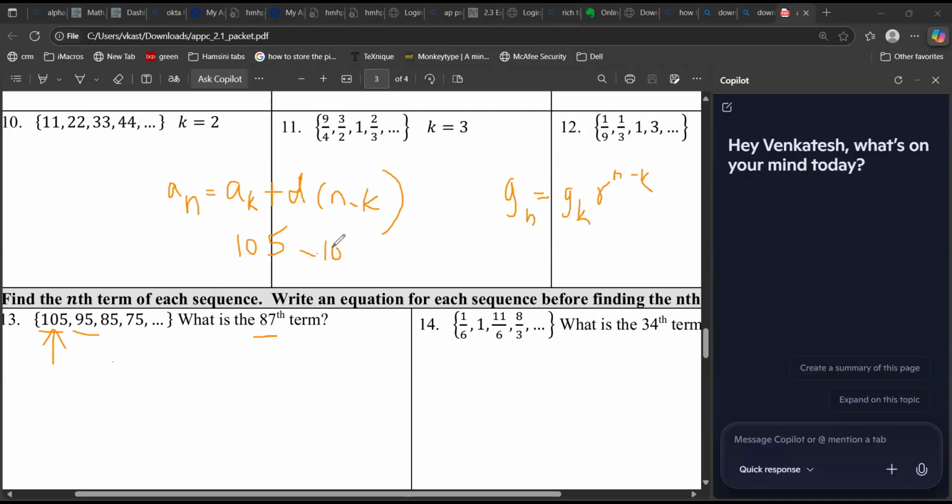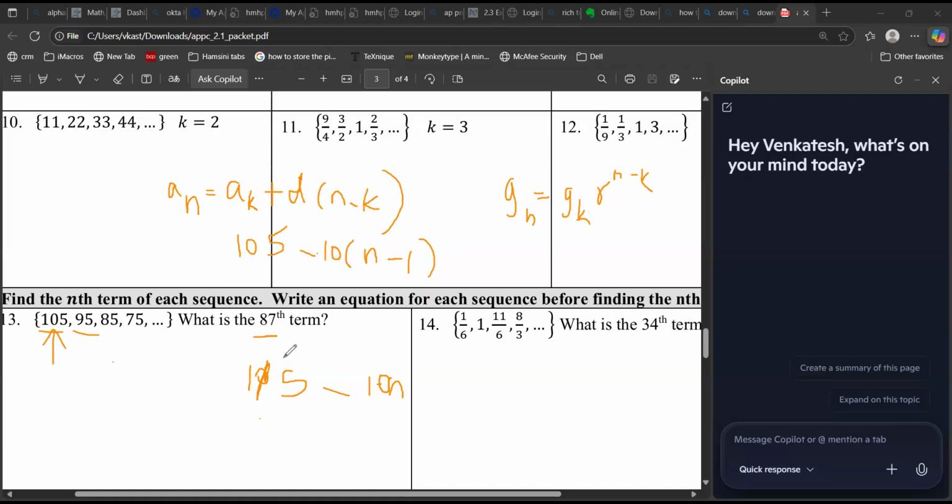Times n minus k. What is n minus k? You need to write the sequence first. The n minus k value is 1, we have taken. So that will be 105 plus 10, so 115 minus 10n. Does it make sense, Parvini? Wait, so the k value is not 87? No, the k value is not 87. They're asking for the nth term, the 87th term. Oh, so n is the 87th term. Yeah.